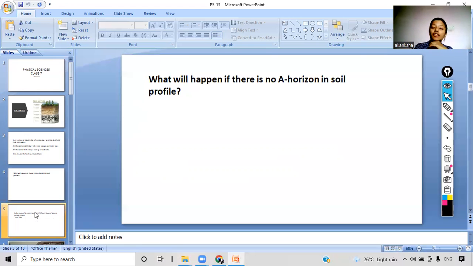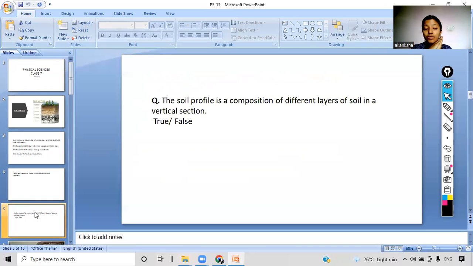Now coming to the second and last question for this soil profile topic. The soil profile is a composition of different layers of soil in a vertical section, means like this, in a vertical section. Is it true or false? I will give you 5 seconds to write your answers and then we will move on. Okay, I can see some right responses. So you all answered it correctly. It is true. So I think you have no doubts now.